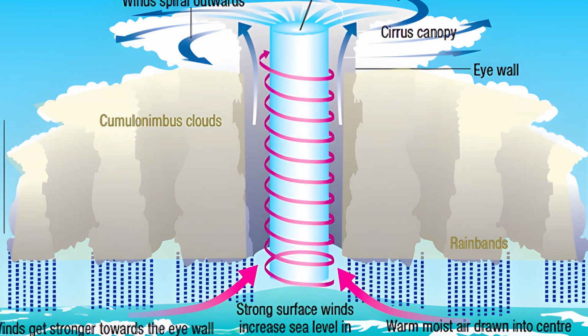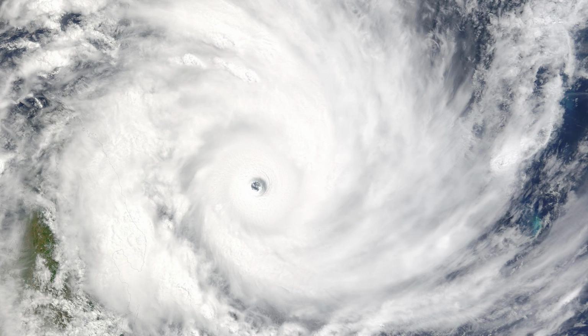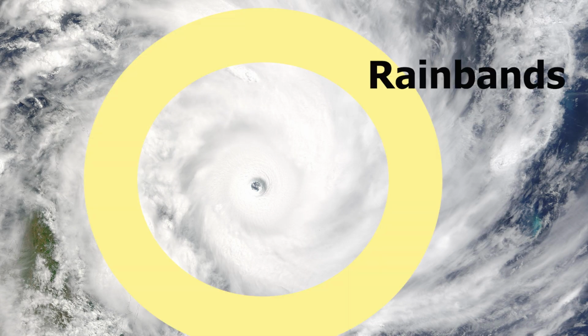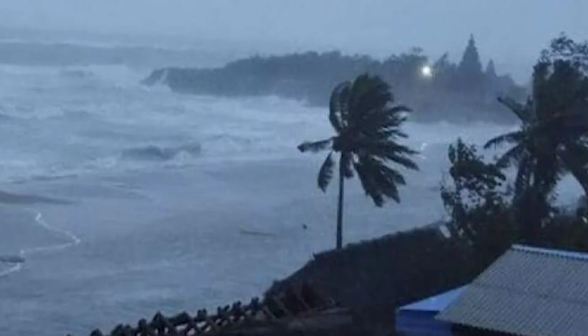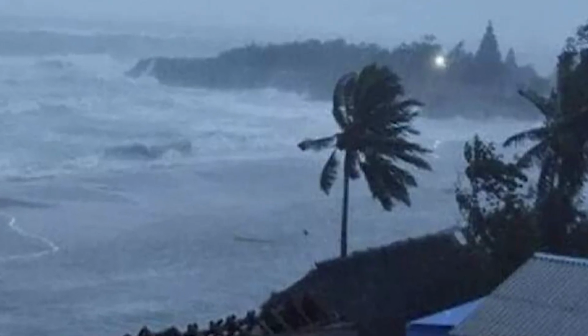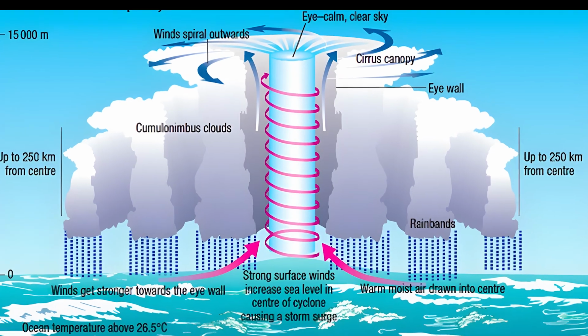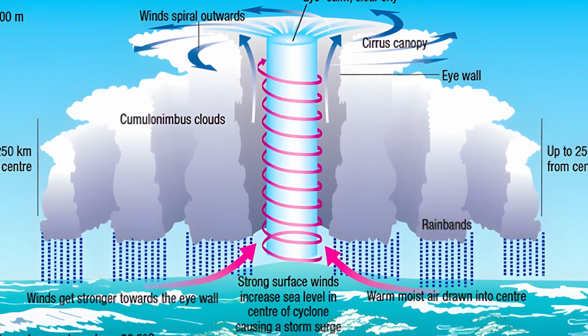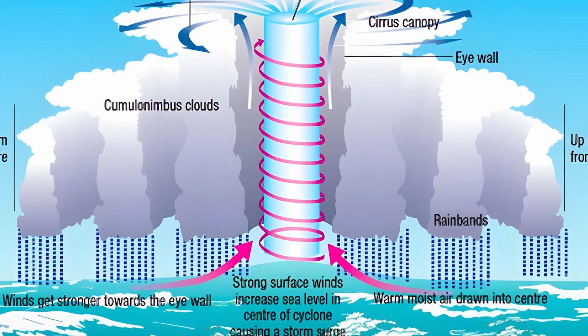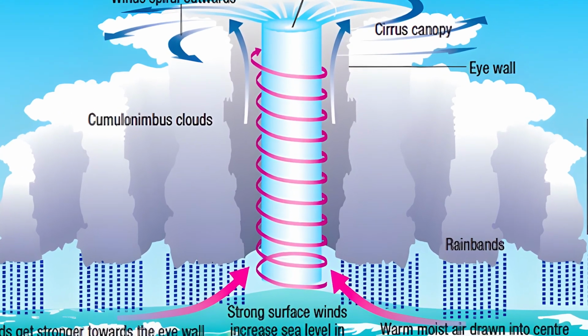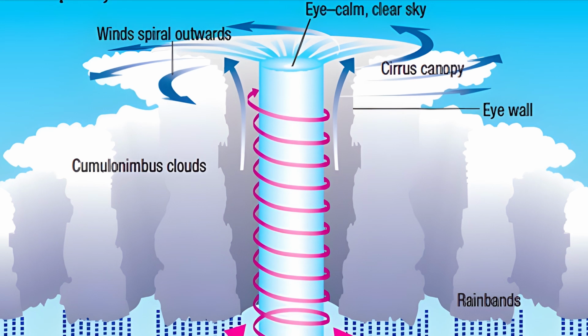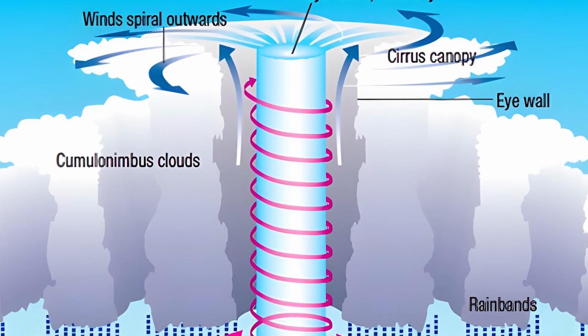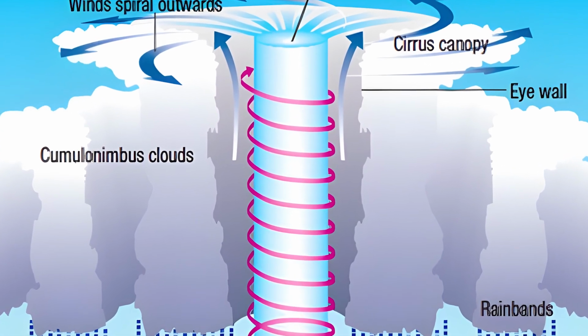Spiraling out from the eye wall are the rain bands, long, arching bands of clouds and precipitation that extend hundreds of kilometers from the center. These bands can produce heavy rain and strong winds. Airflow within a cyclone is complex. Air rises in the eye wall and rain bands, diverges at the top of the storm, and descends in the eye and outer regions, creating a self-sustaining cycle.